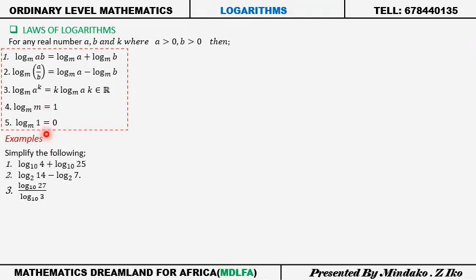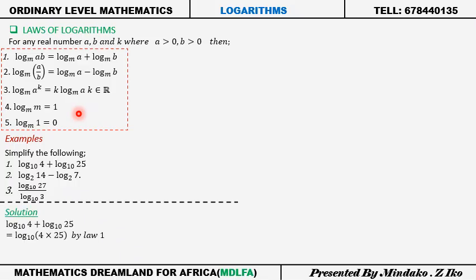All right, let's look at some examples. Simplify the following: number 1, log of 4 to the base 10 plus log of 25 to the base 10. Number 2, log of 14 to the base 2 minus log of 7 to the base 2. And number 3, log of 27 to the base 10 divided by log of 3 to the base 10. Notice that we have the subtraction sign here, which is actually law 2, and we have addition here, which is actually law 1.